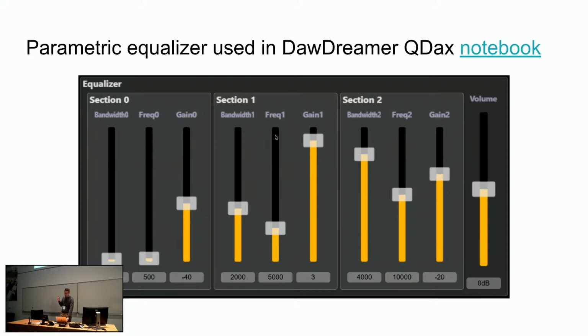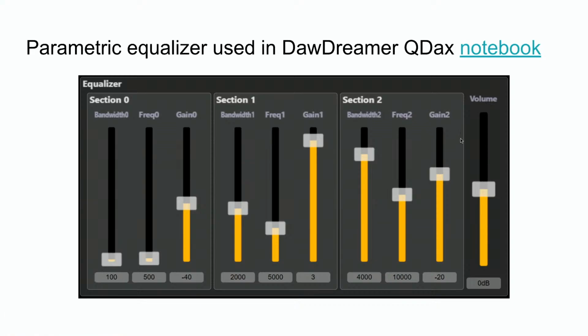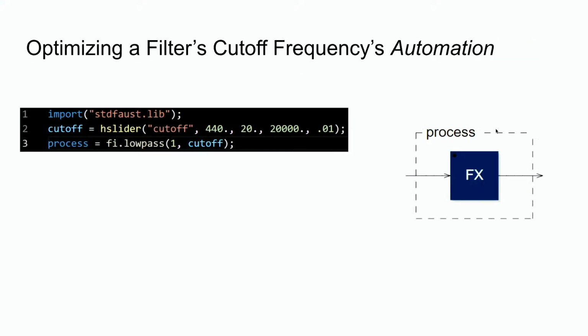There are 3 sections, with each section having a bandwidth in hertz, a frequency in hertz, and a gain in decibels, and then a final main volume parameter in decibels. And so we may not know anything about the parameters in advance, but it can optimize and find the perfect or near perfect solution and recover those 10 parameters in just a minute. So you can check out that notebook, and I may have time to show it in the afternoon.